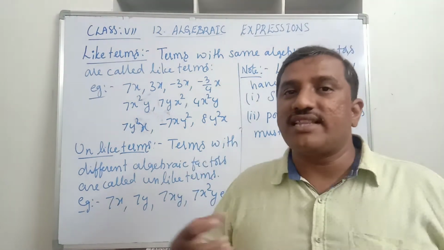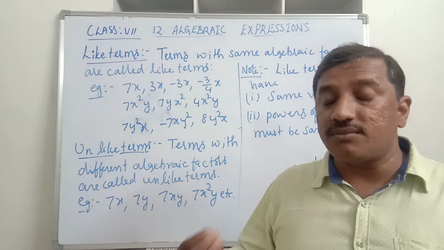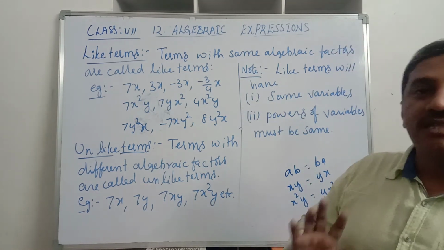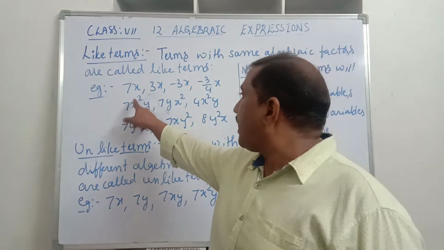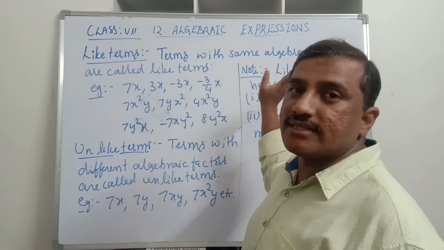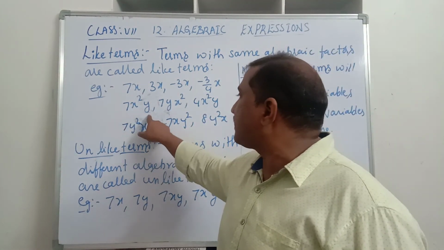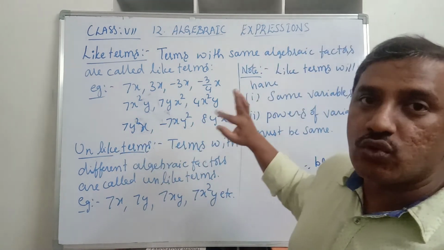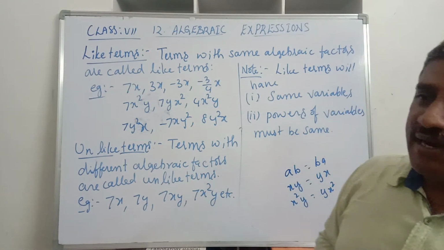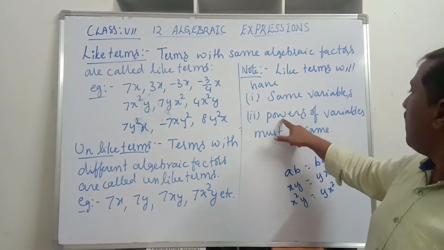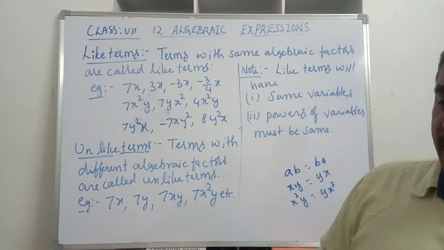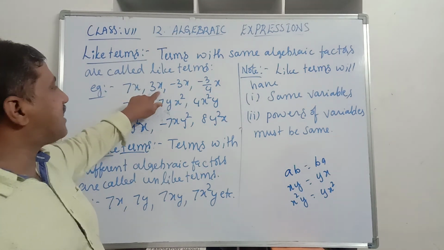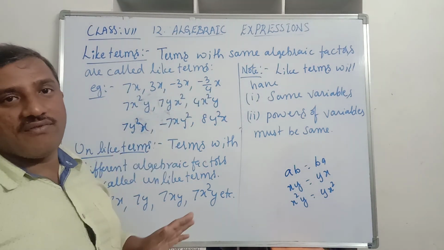Now how do we check whether they are unlike terms or like terms? Observe, they should have the same variables. If you observe here we have only one variable, that is only x, same variable. And here we have 2 variables, x and y. Here also y and x, same 2 variables are there. So for like terms, they should have the same variables, and the powers of all variables must be the same. Here the power for x is 1, here it is 1, and here it is 1, here it is 1. The power for all the variables is the same.